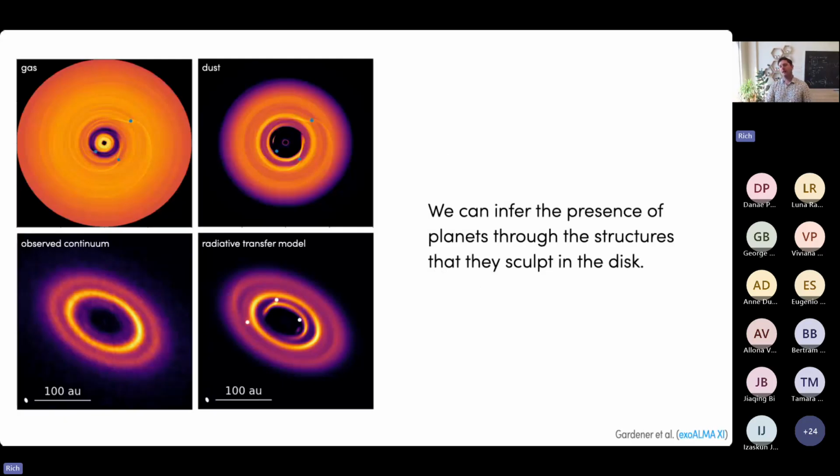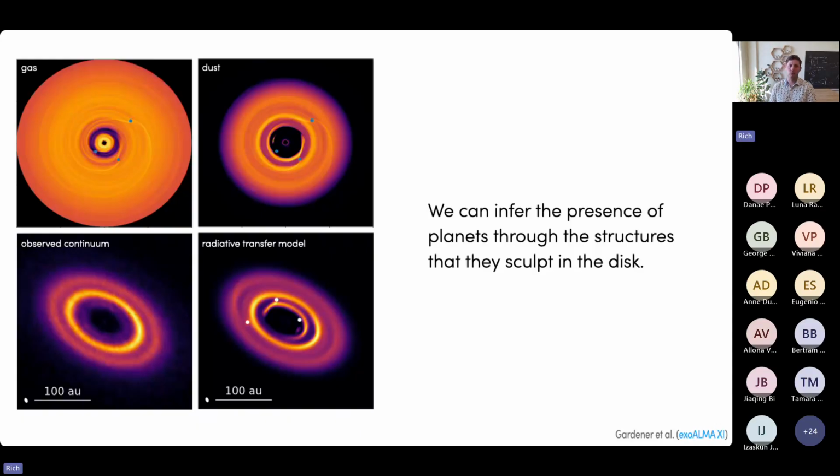So one way that we can try and understand what sort of planets are within these disks is looking at how those planets sculpt structures within the disk. And Charlie Gardner led a work looking at specifically the calcium-15, where we now have incredibly high resolution continuum and gas observations. And he was able to understand what planets are consistent with the gas and dust morphologies that we see, and whether those planets are indeed consistent with the direct detections that people have published in the literature.